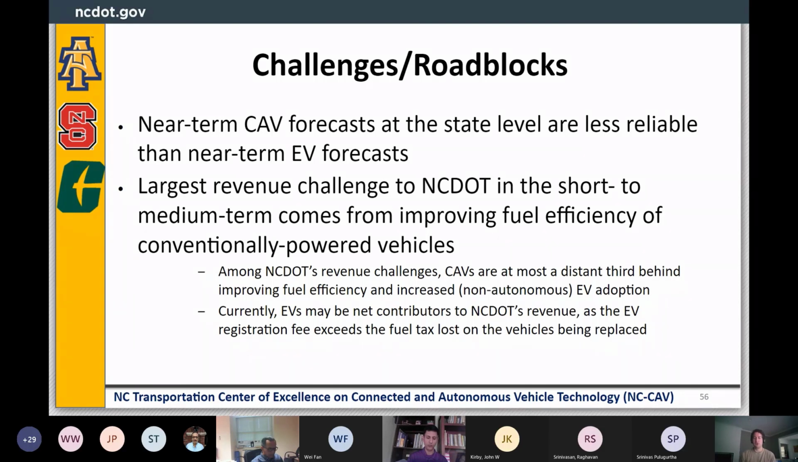One of the things that we're exploring and doing some analysis with is whether or not EVs are net contributors to NC-DOT's revenue. The EV registration fee, it's possible that it exceeds the fuel tax lost on the vehicles being replaced. In particular, if you think about replacing a small, very efficient internal combustion engine with an EV, they may actually pay more under that fixed registration fee, depending on the mileage driven. So that's something that we're trying to evaluate and consider in our analysis as well, to make sure we're comprehensive.